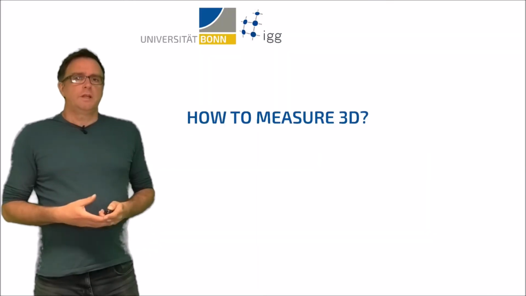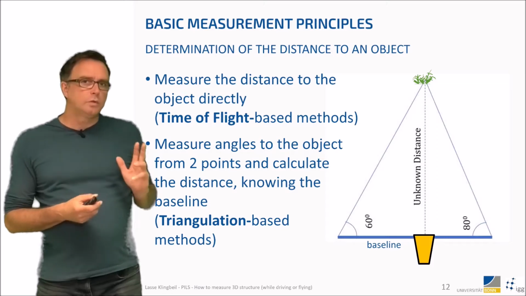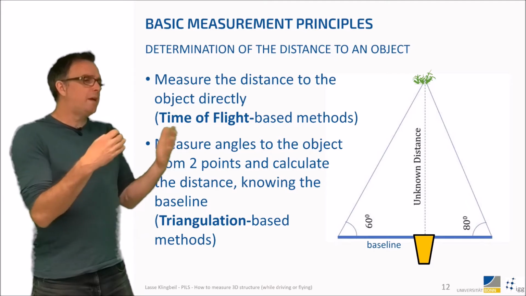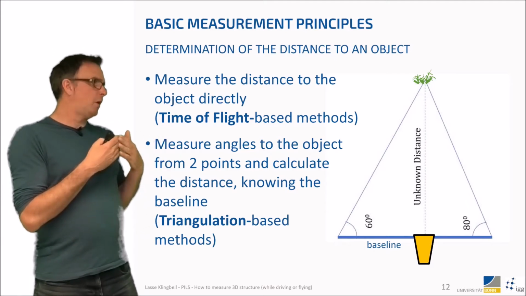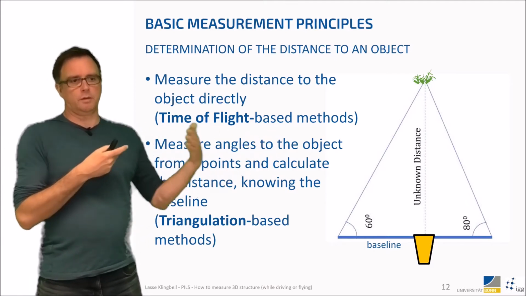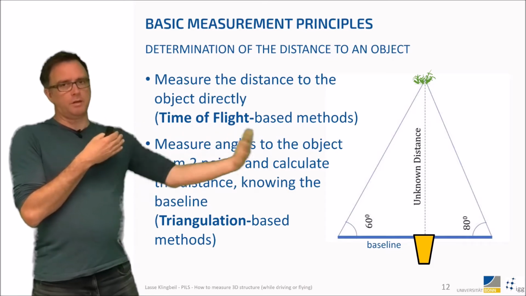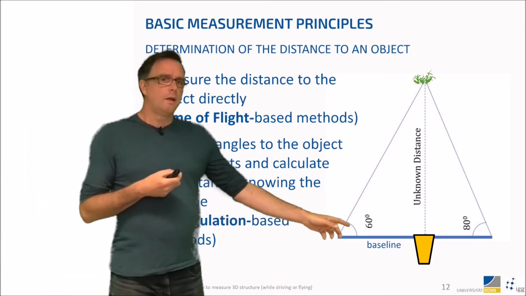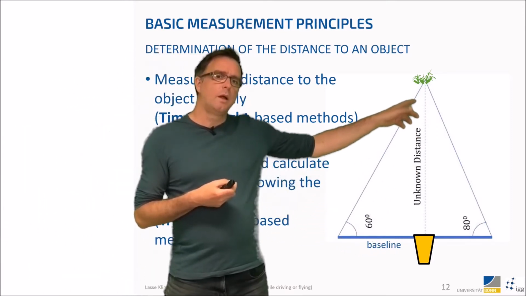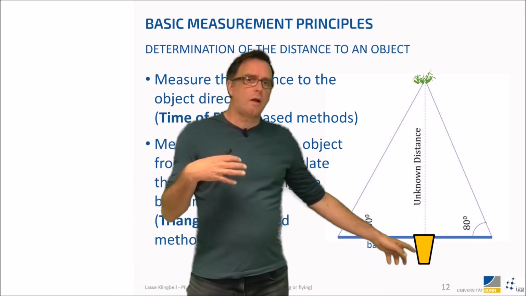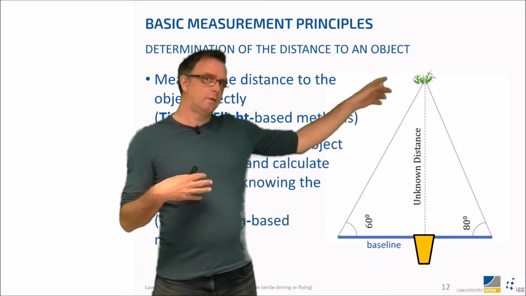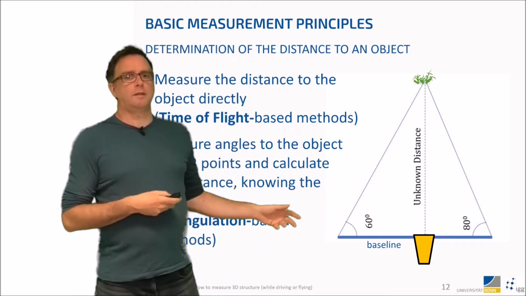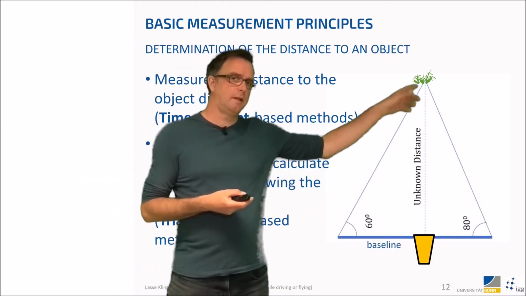Okay, how to measure 3D? There are basically two different principles when you measure 3D. So 3D measuring means basically that I somehow determine the distance to an object, right? Because then I can get the three-dimensional information. So how do I do that? There are basically two options. One is, here's my sensor, and here's my object. One is I have a sensor which directly is able to measure this distance based on whatever principle. And these sensors are called time-of-flight based methods. It's basically a distance sensor.